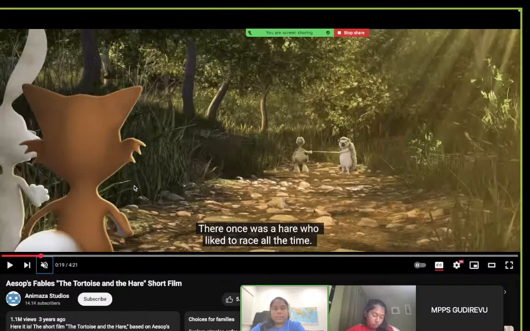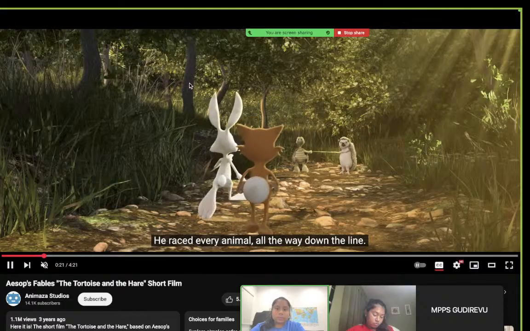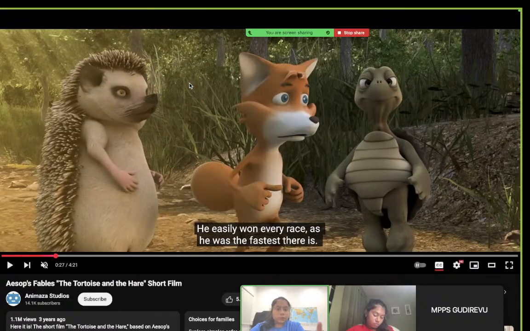So we could say there's a hare first, there's a fox, there's turtles, there's hedgehogs, there's animals, okay? So we know they are the characters.